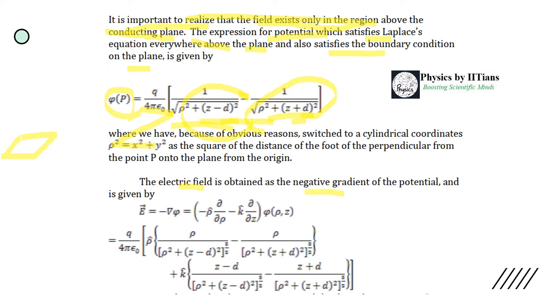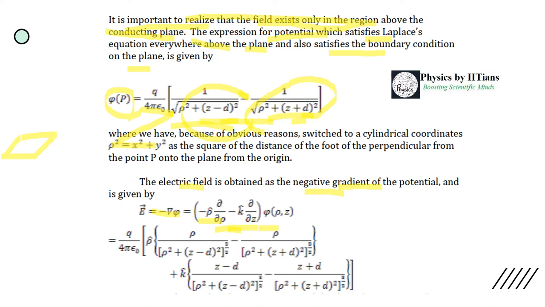So the electric field is E equals minus grad phi, that is, the negative of the gradient of the potential. You can write minus grad phi as minus rho cap into del by del rho, minus k cap into del by del z, of phi of rho, z.